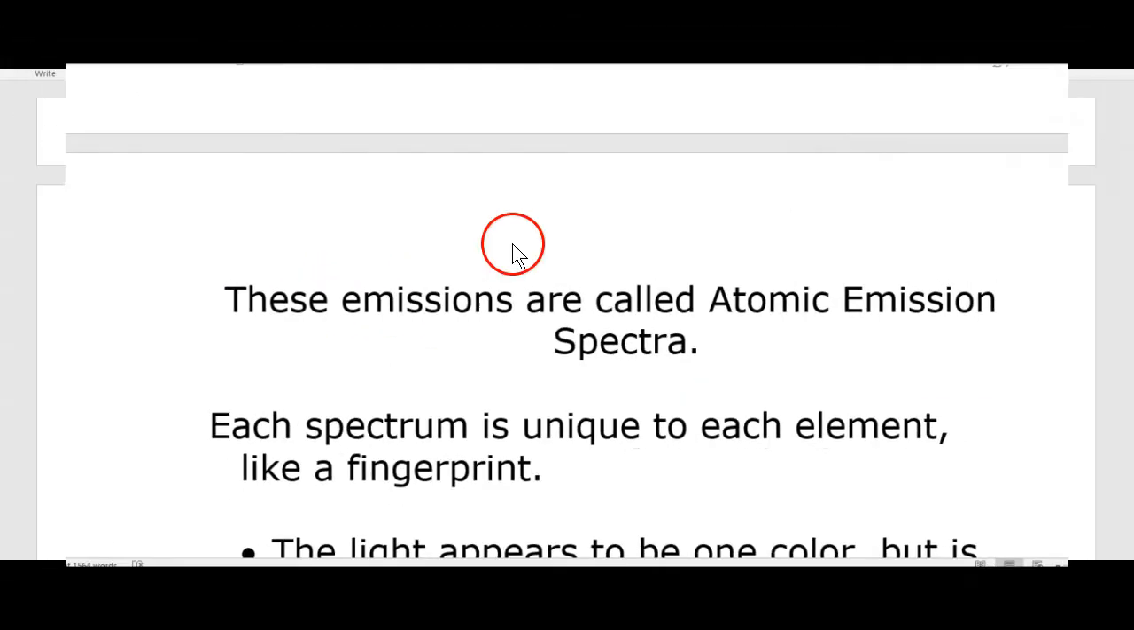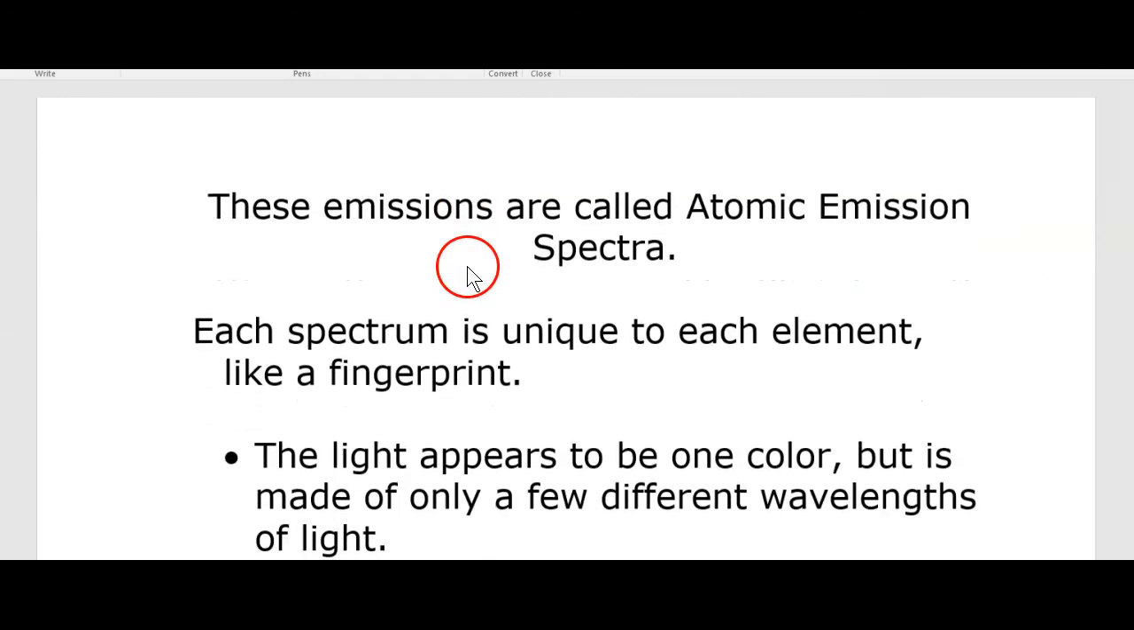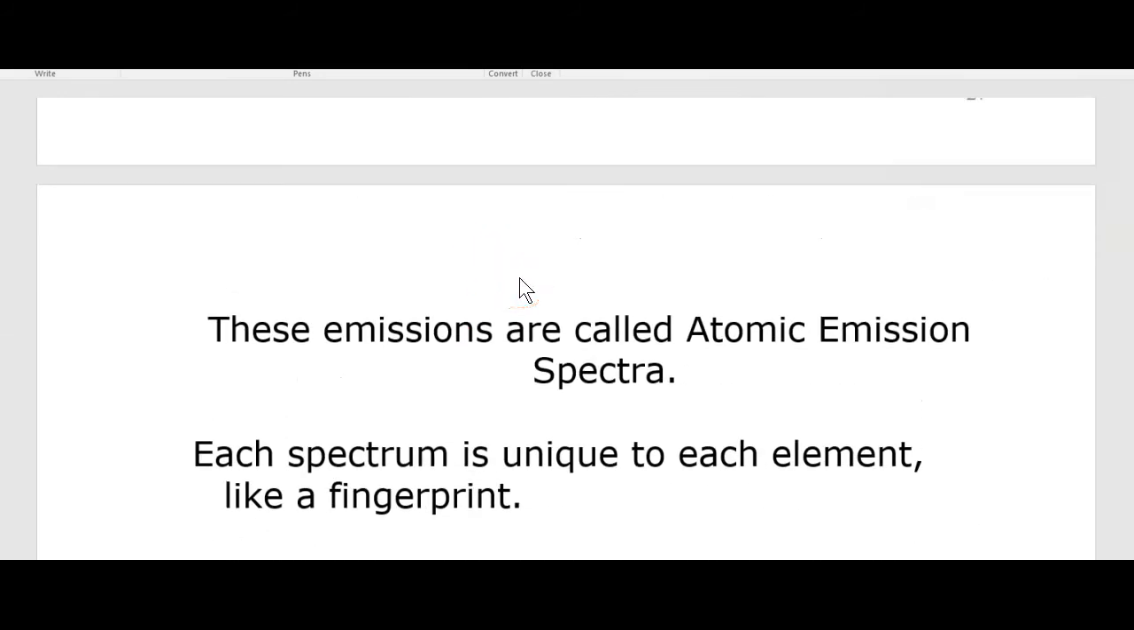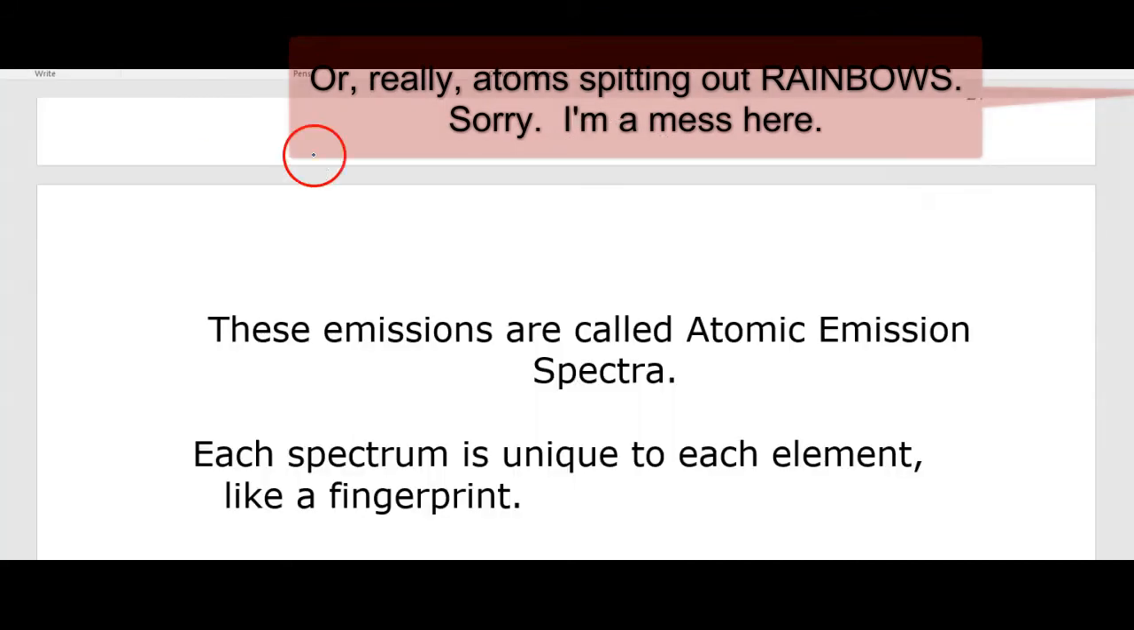Okay, stay tuned. Okay, so what do we call these things? These atomic emission spectra? We call them atomic emission spectrum, right? Or quite literally, we call them atoms spitting out rainbows.